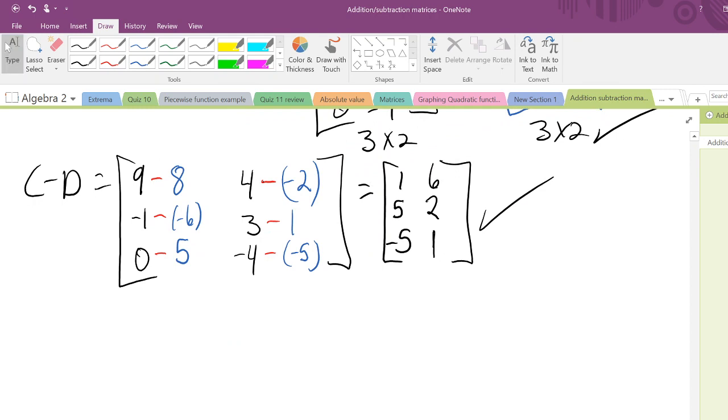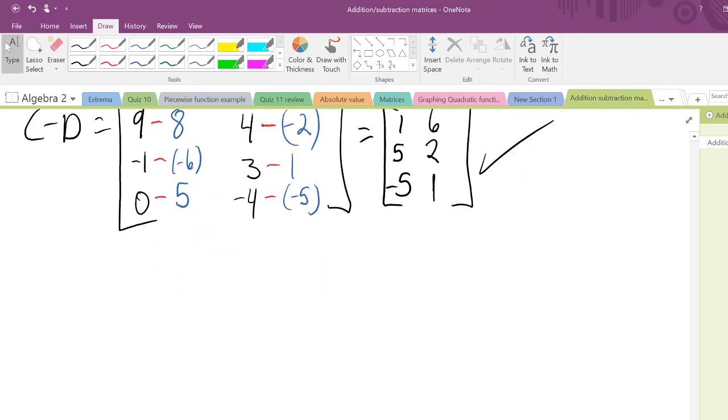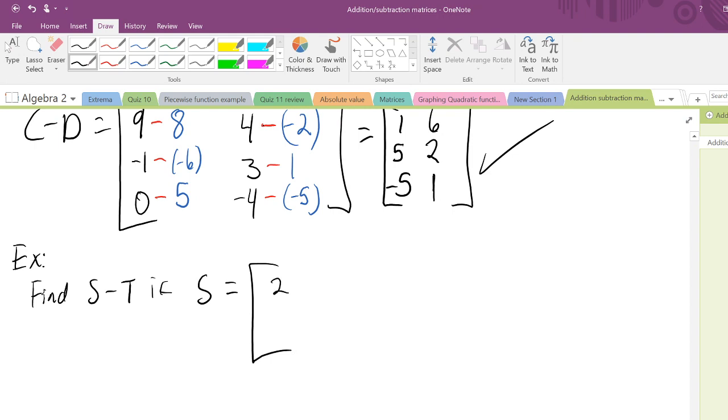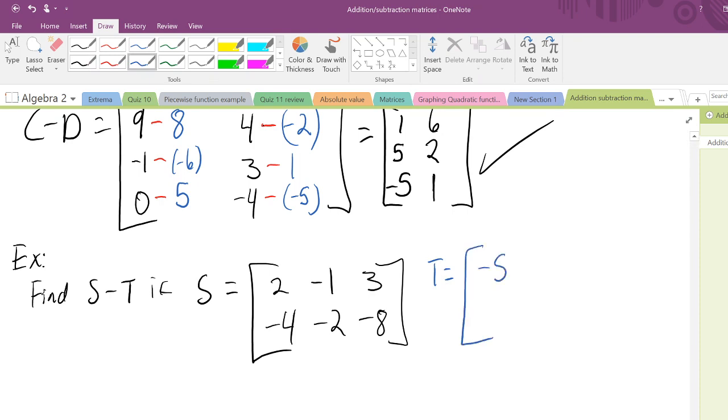So one more example for subtraction, and then we're done. So for example, find S minus T if S equals 2, negative 1, 3, negative 4, negative 2, negative 8. T is equal to negative 5, negative 4, 1. This is 7, negative 8, and 4.